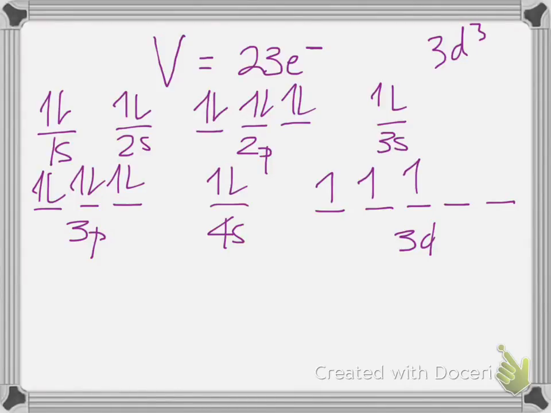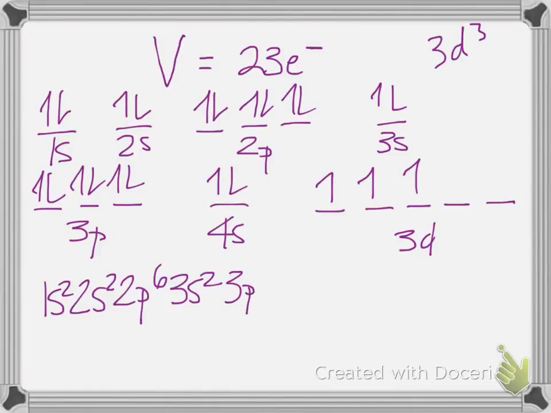So we would write this as 1s2, 2s2, 2p6, 3s2, 3p6, 4s2, 3d3. And that would be its electron configuration. Ask me after tomorrow, because I think it'll make more sense tomorrow.